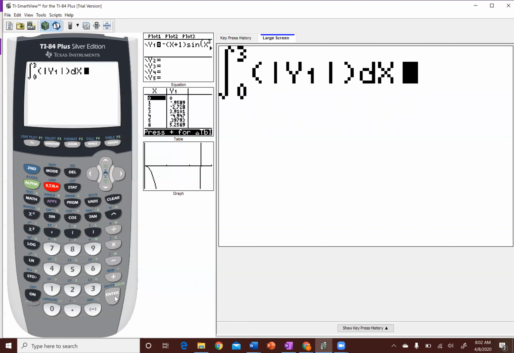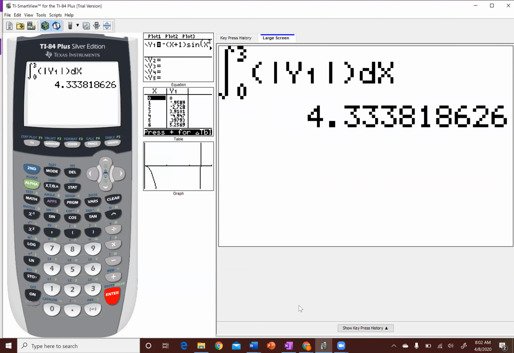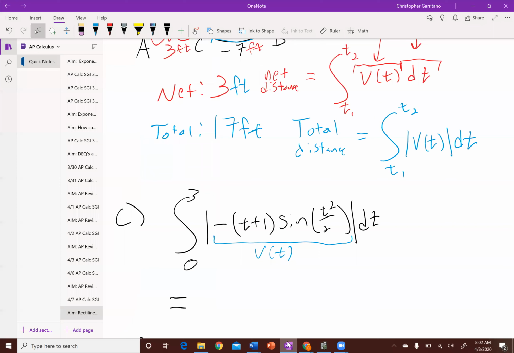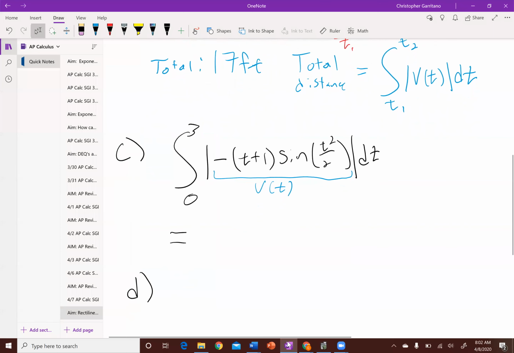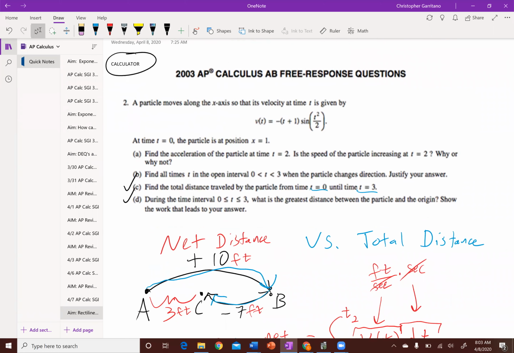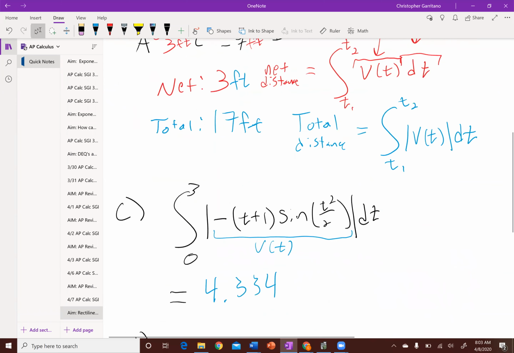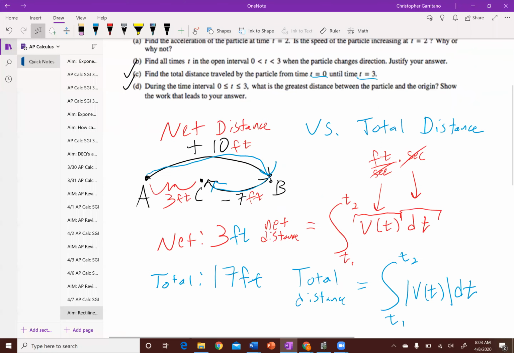Always integrate dx on the calculator and press enter, and it'll work for a little bit and it'll give us a distance, 4.334. And they didn't give us units, notice. So in a problem where units are not given to us, we do not have to report units. All right, so there's that.